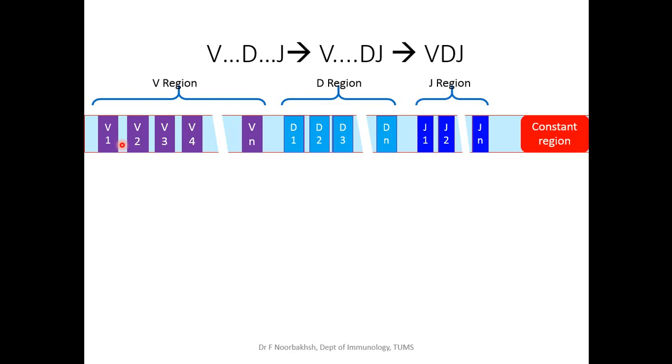The same thing happens for light chains, but in the genes for light chains, we don't have the D segment, or we don't have the D fragment, it's only V and J. And then we have the so-called VJ recombination.